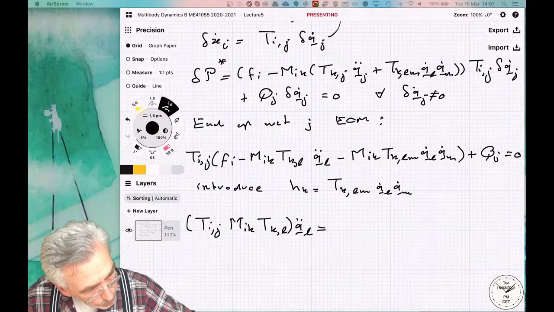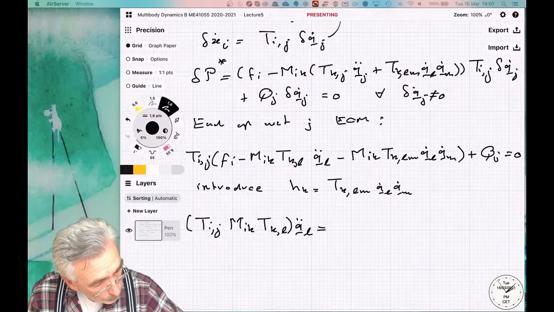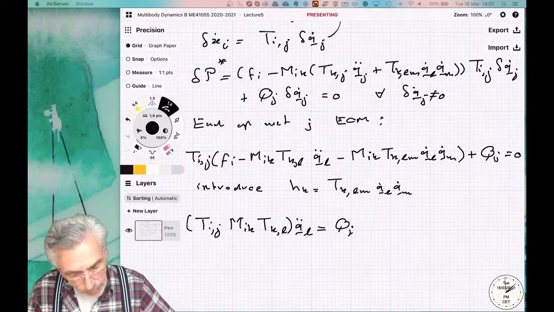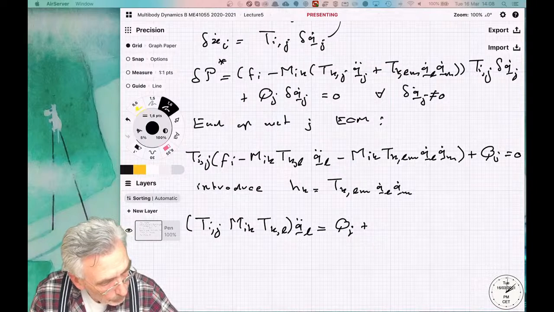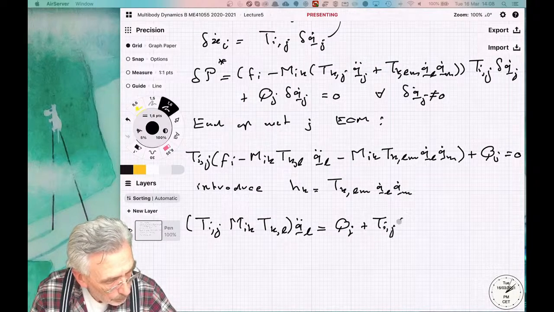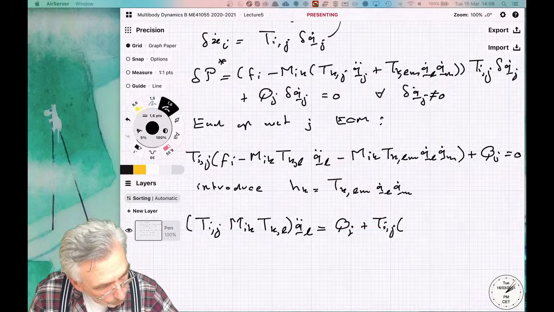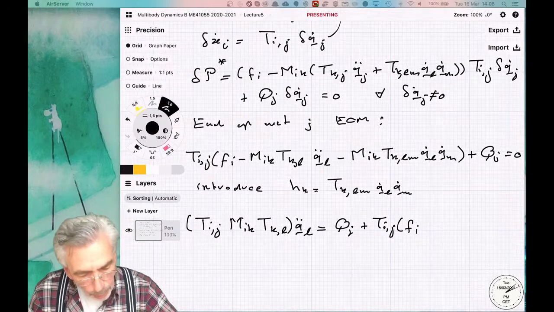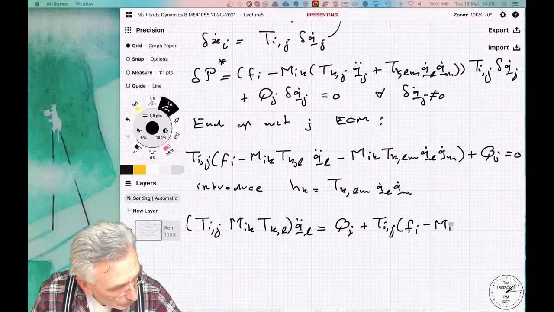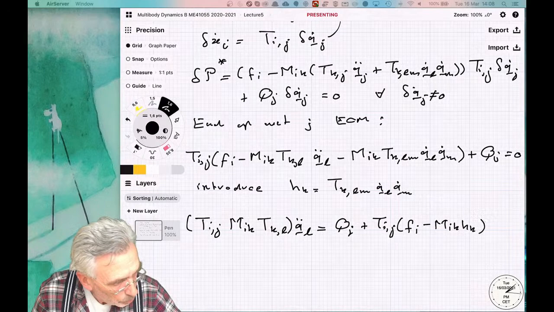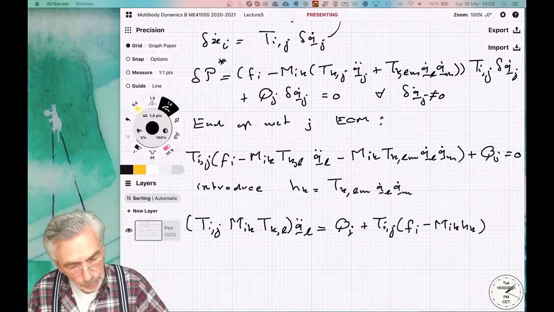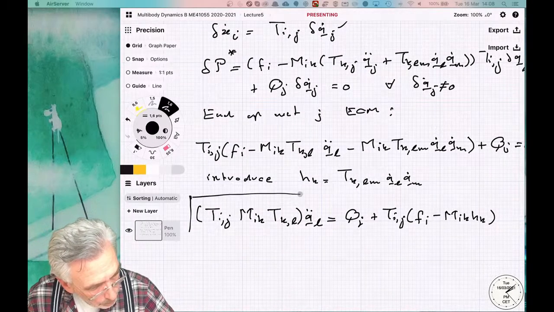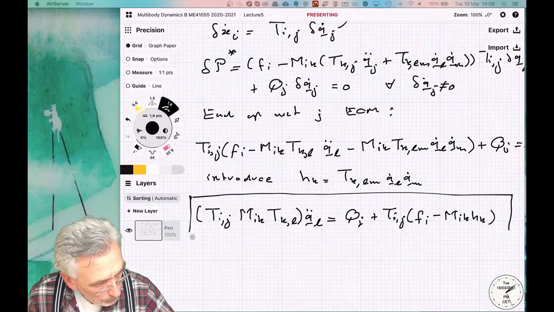So what do I have to push? Well, these forces, of course, Qj are here. And then I get a term plus, and again this transformation, Tij, times my original forces, Fi, of course. And then, yeah, that's minus Mik Hk. It is shorthand notation for these convective terms. And this is in fact our result for today.